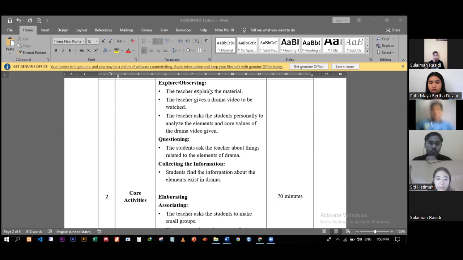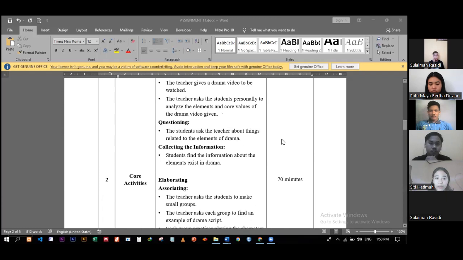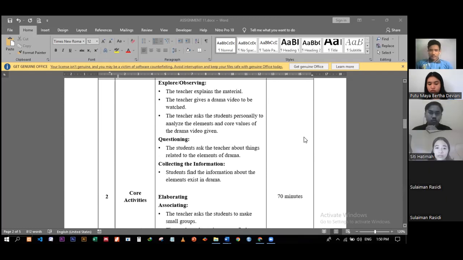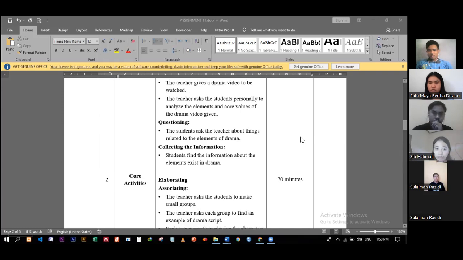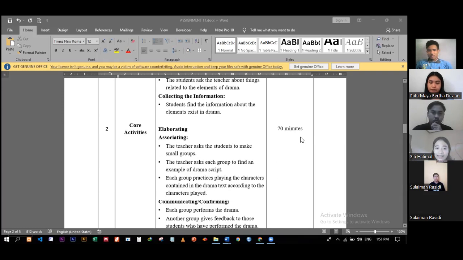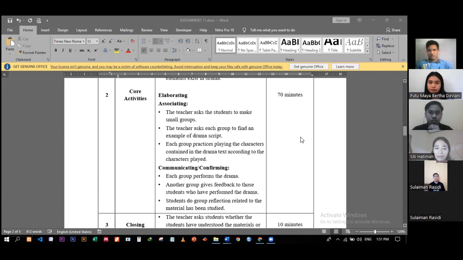In the questioning part, the students ask the teacher about things related to the elements of the drama they don't understand. In the collecting information part, the students will find information about the elements that exist in the drama. I think that's all I could share about the core activity. The next parts will be presented by my partner. So for Udayana, time is yours.